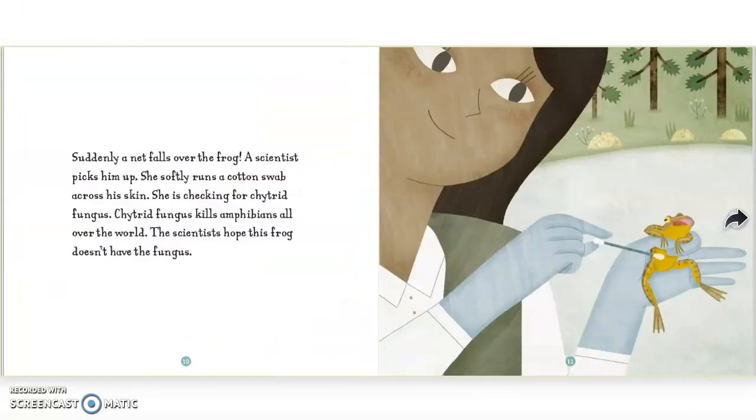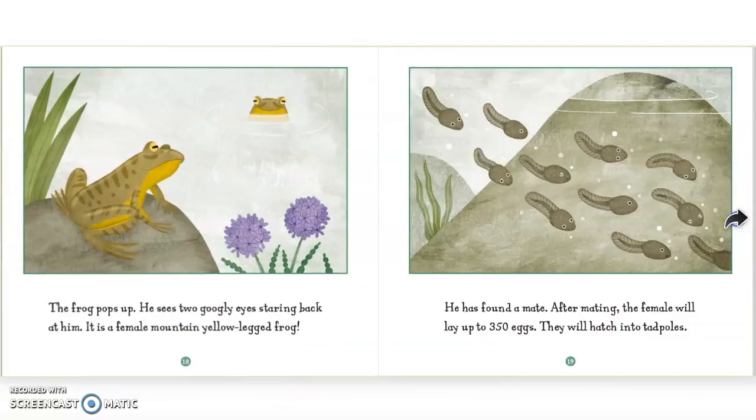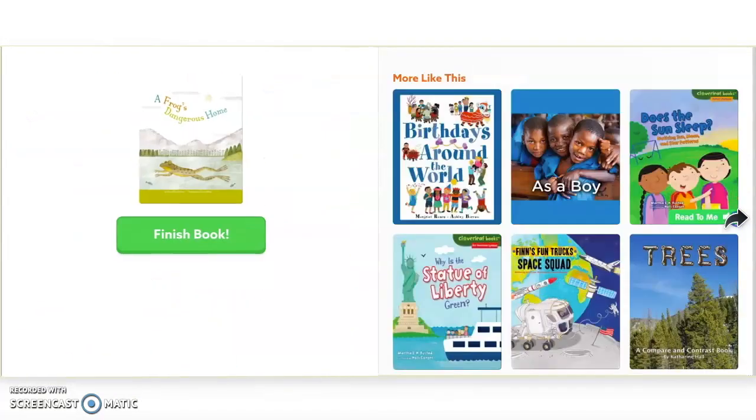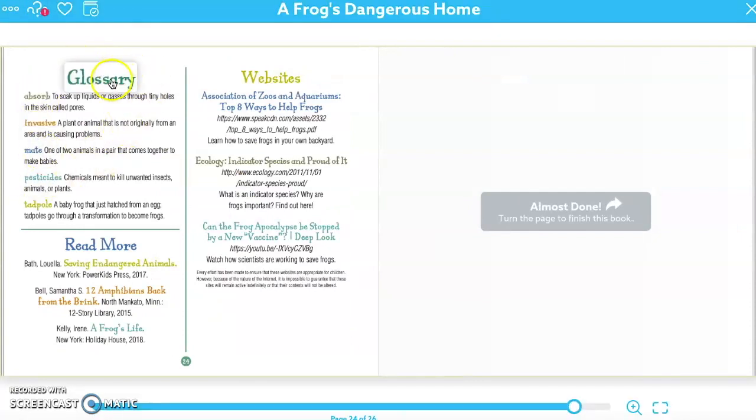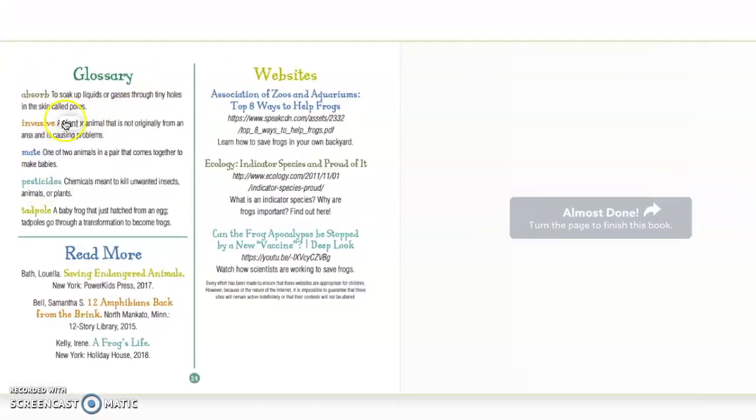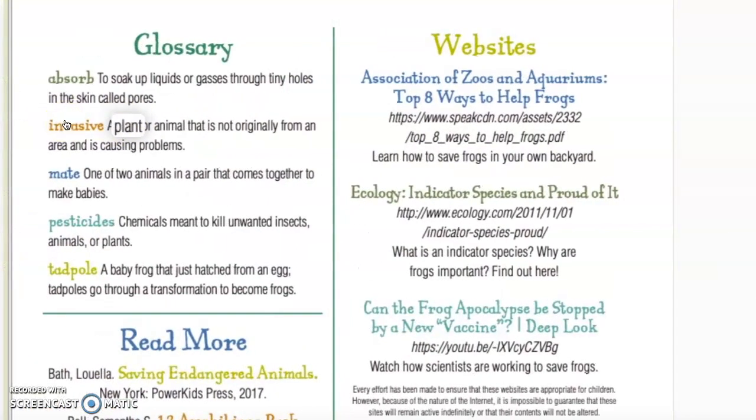So we're going to flip through, look at all the great pictures, and go to the back of the book. Whoops, went too far. In the back of the book, we have the glossary. I'm going to zoom in so you can see it better. It has some vocab words that might be useful to know before we read the book. So we're going to read through the vocab words.